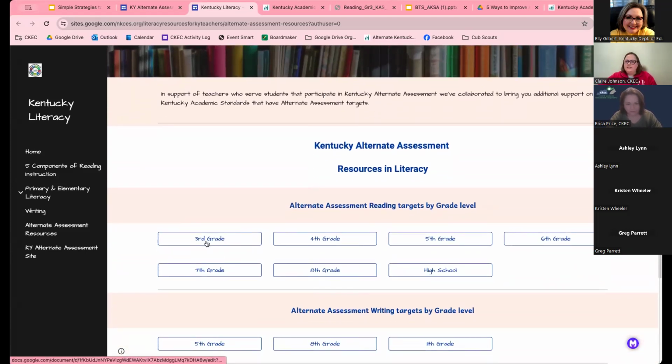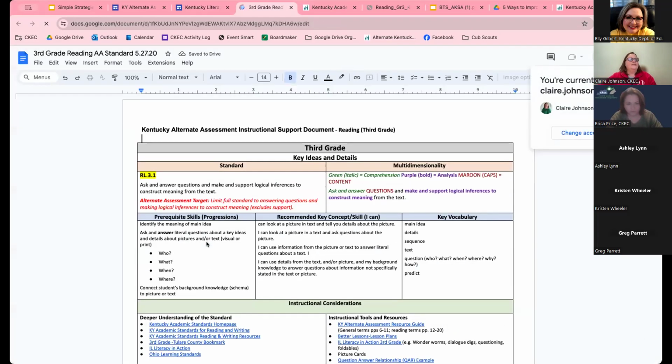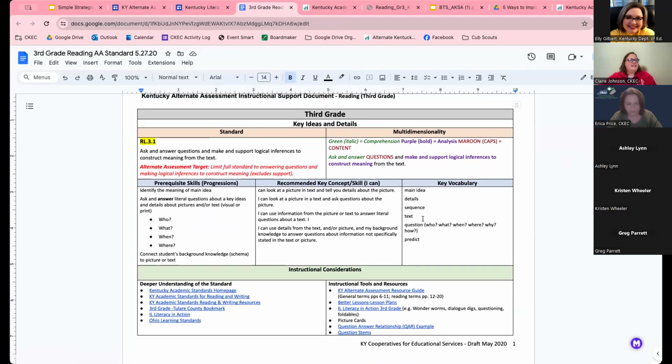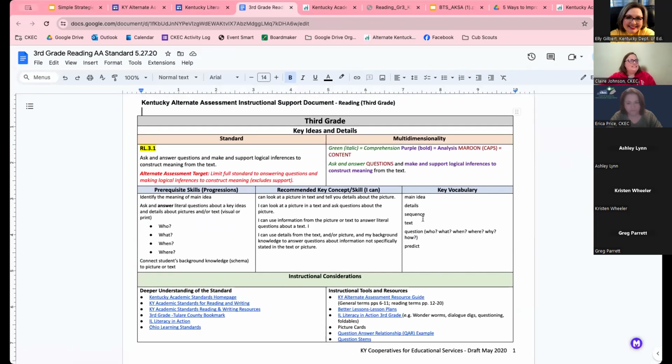So for example, we looked at third grade reading a minute ago on KDE's website, and so we are going to click here on third grade reading. I really love these documents that the literacy and LIC's consultants created because they give a lot of extra support too. So you can still see the standard and the multidimensionality pieces that were on KDE's website. It also helps the teachers understand what the students need to do before they teach this target. So here are the prerequisite skills there in progressions. And then they give you recommended skills or I can statements. And then also some key vocabulary.